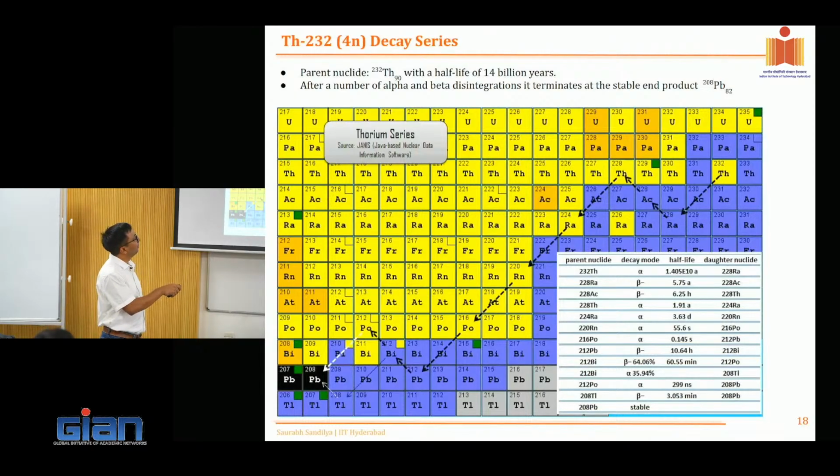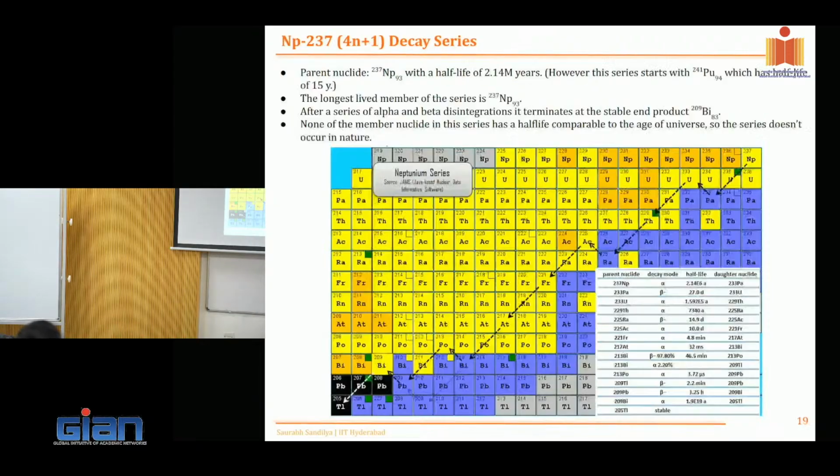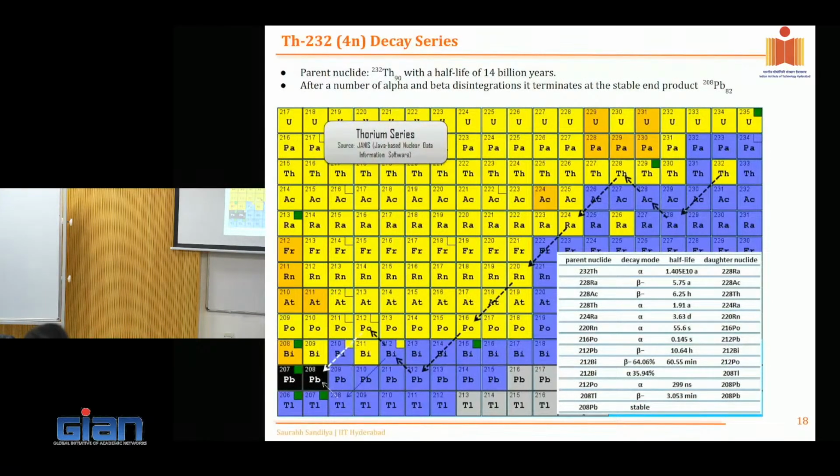Then it goes to alpha, beta minus, alpha, beta minus, alpha. And here you can see two ways appear. When you reach bismuth, either it can directly go through alpha and become thallium, or it can go through beta and then alpha. From that you can easily work it out. Is that clear? Okay, so ultimately in all the series they all try to become lead. Here thorium 232, since it is the 4n series, terminates at lead 208.